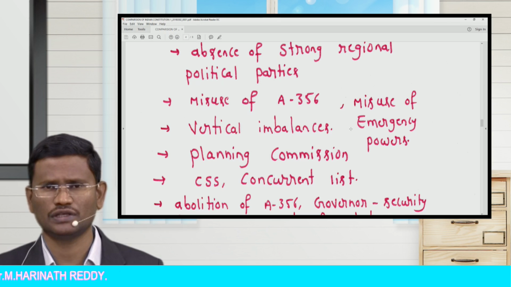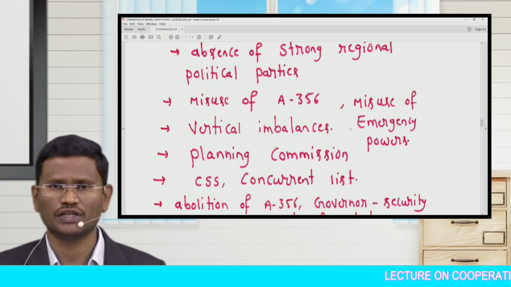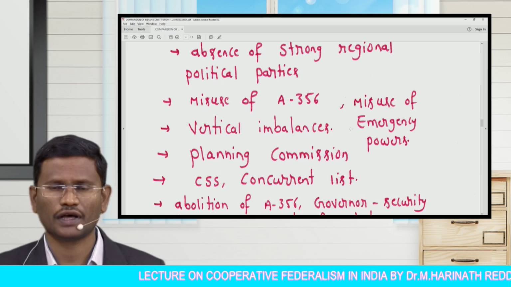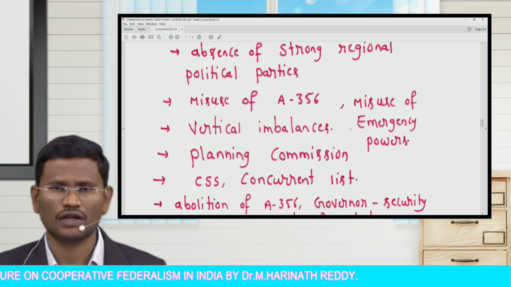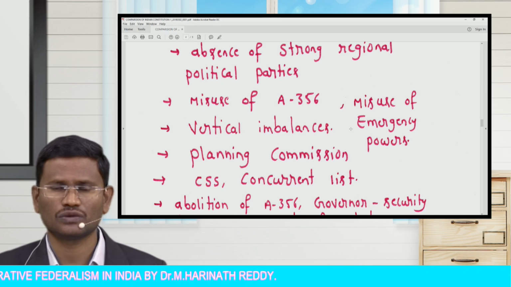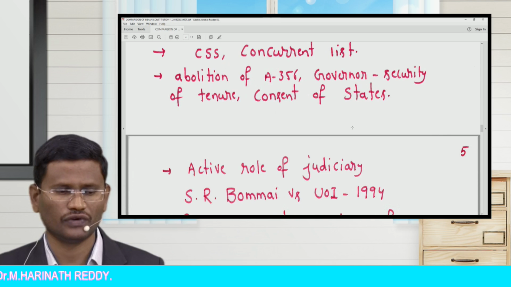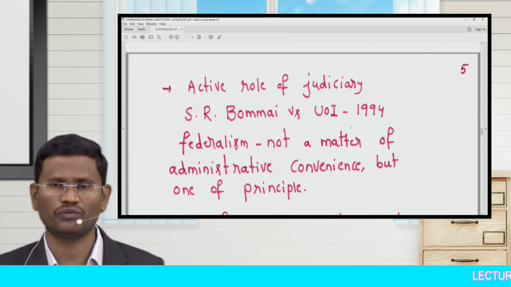In addition to this, the role played by the Indian Supreme Court also was an important example of the maturing of Indian federalism. In 1994, in S.R. Bommai versus Union of India case, a 9-judge bench of the Indian Supreme Court held that federalism is not a matter of administrative convenience. It is a principle. Federalism is not a matter of administrative convenience, but one of principle.